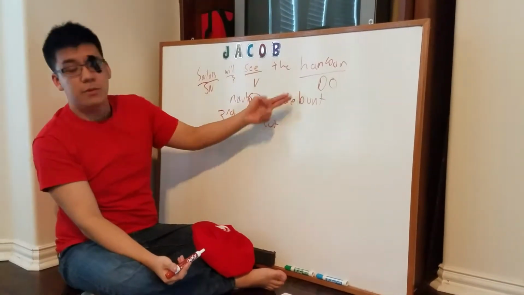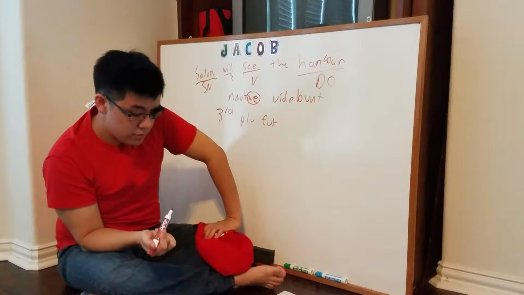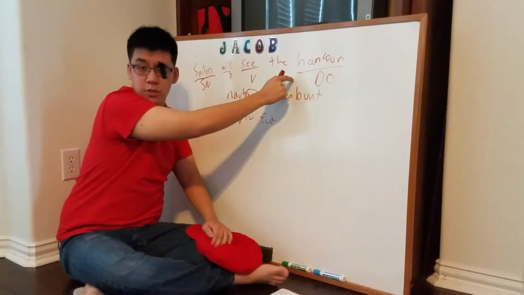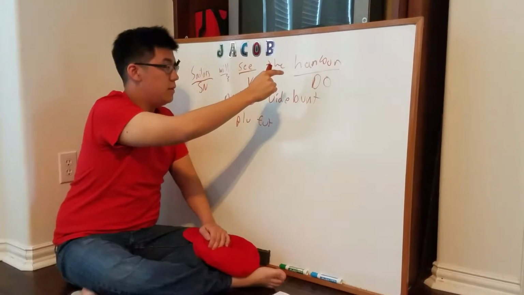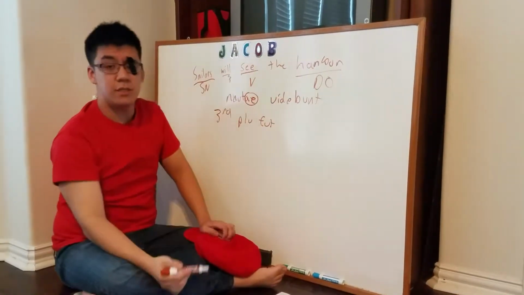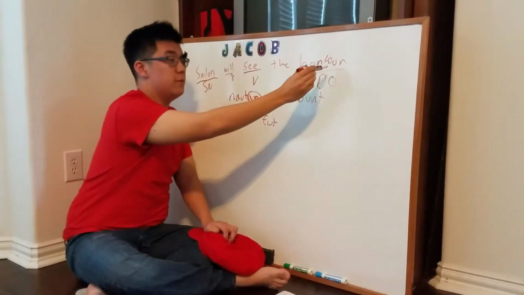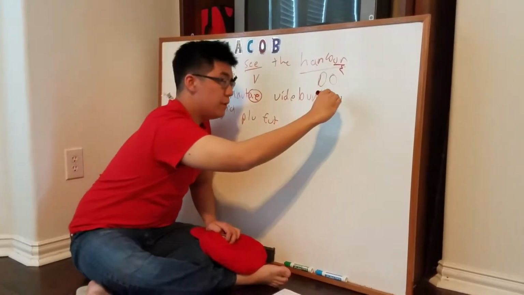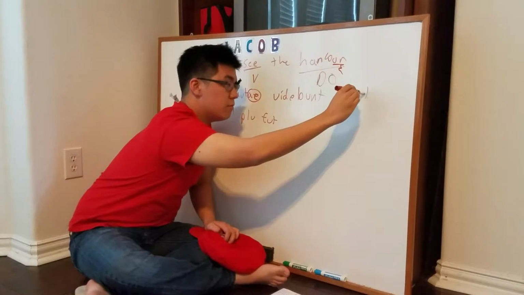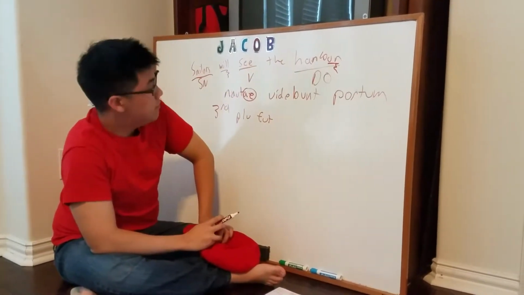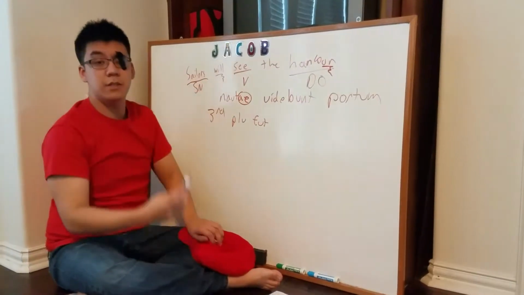Finally, we have the harbor, which is the direct object. This one's pretty easy. It comes from portus, I think. Yeah, portus, which is fourth declension. And the accusative singular, because it's just one harbor, will be portum. All right. And that is English to Latin.